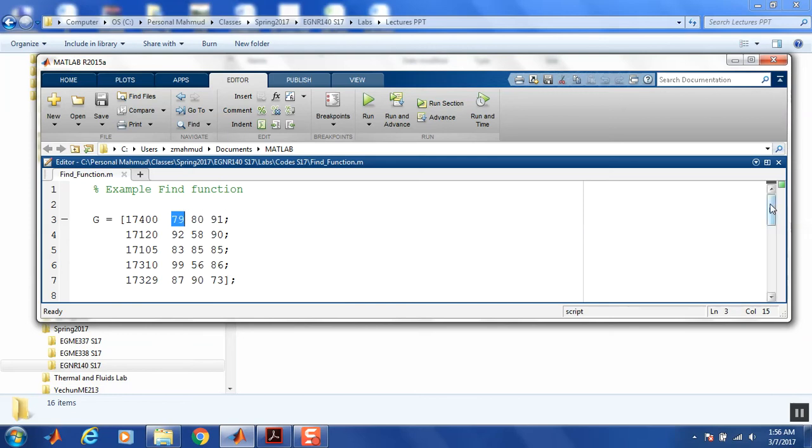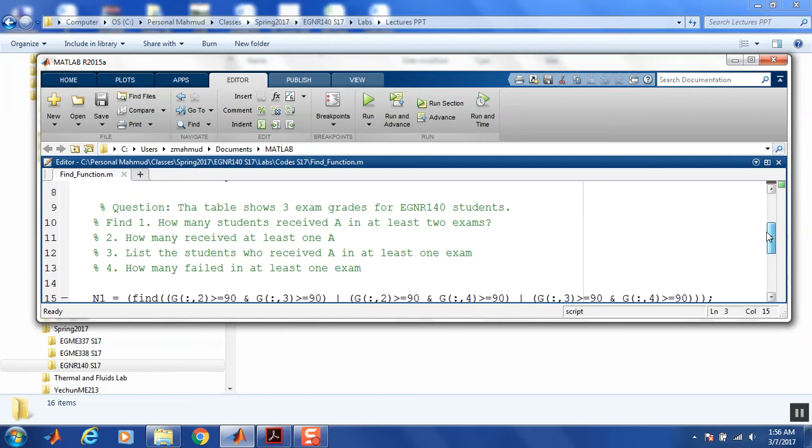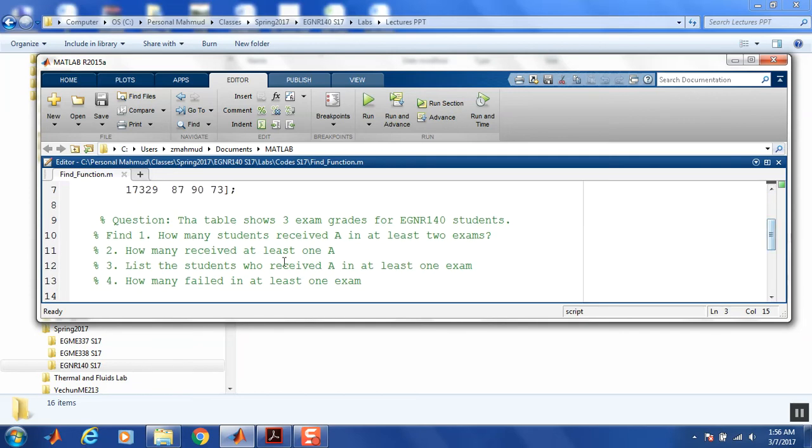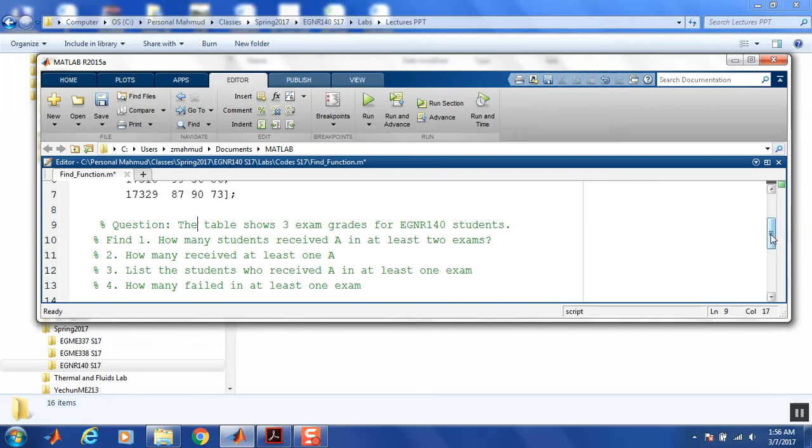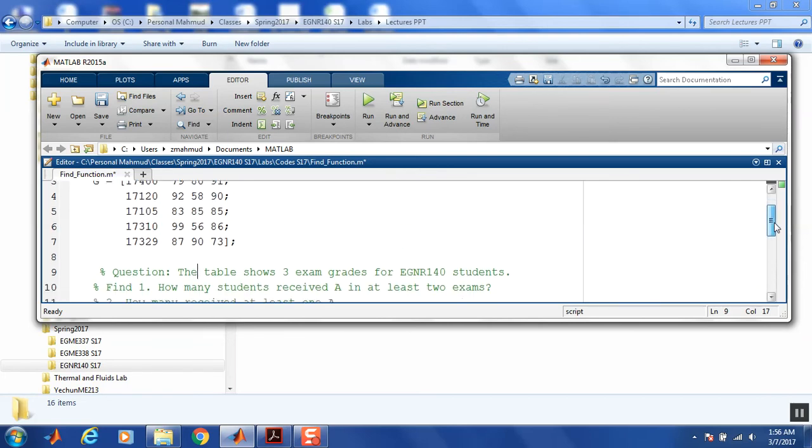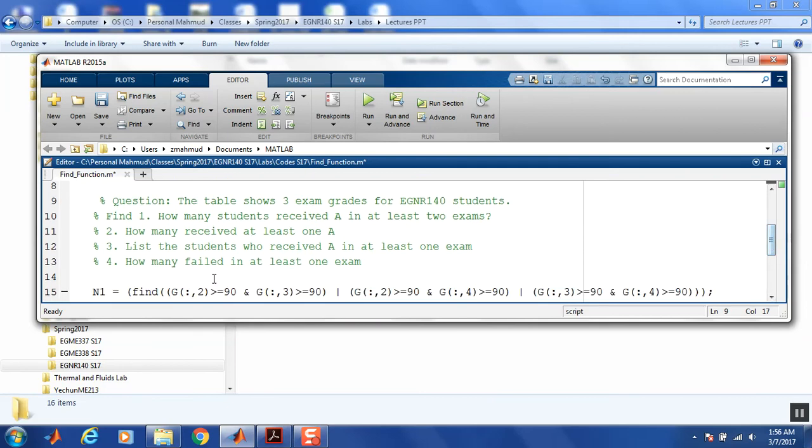Based on this question, the data table shows 3 exam grades for EGNR 140 students. Question 1 is: find how many students received A in at least 2 exams. So out of 3, how many students received A in at least 2 exams? Then the second question is how many students received at least one A in any exam.